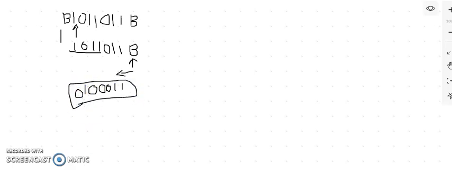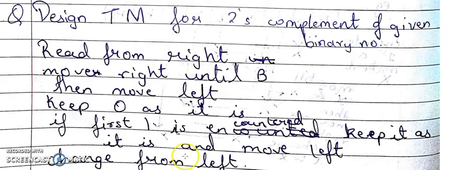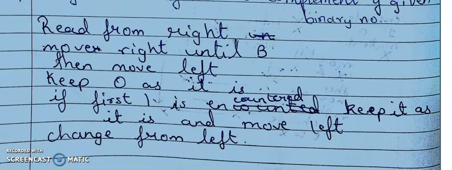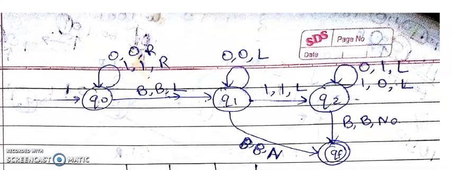So how to do this now, using Turing machine? See this. What is our first step? Go to right till you get a blank. Whatever you have, any number of zeros, keep it as it is. Any number of ones, keep it as it is, and just move right without doing anything till you get a blank. As soon as you get a blank, you have to move left.